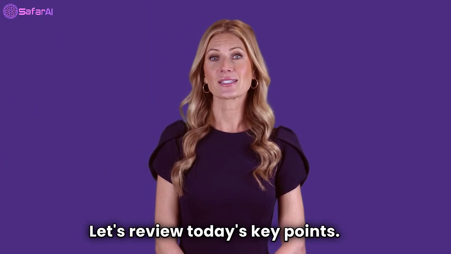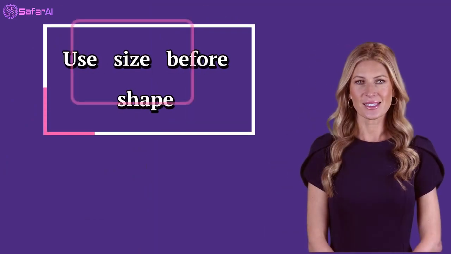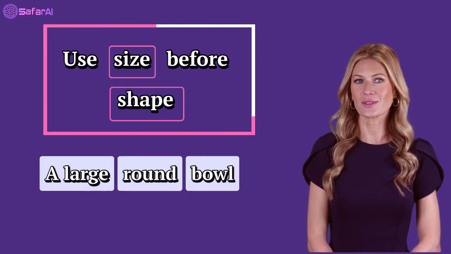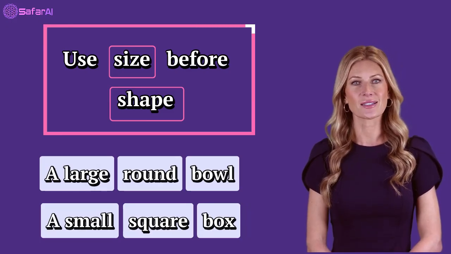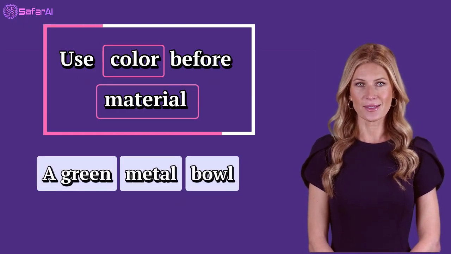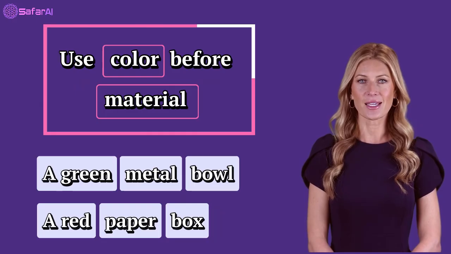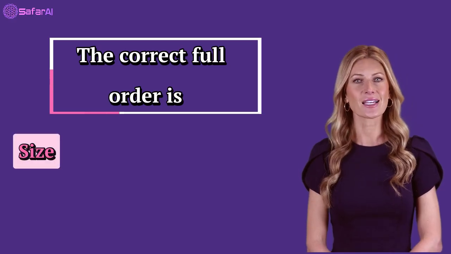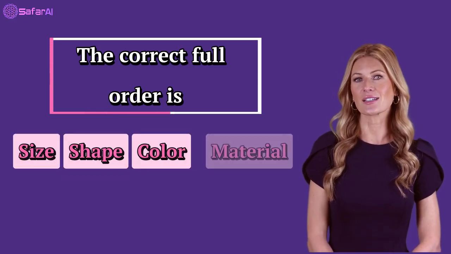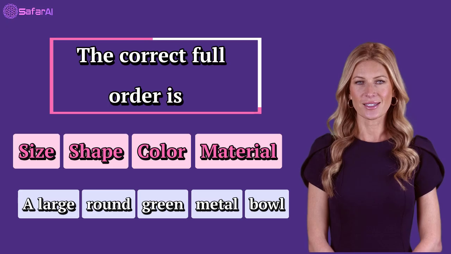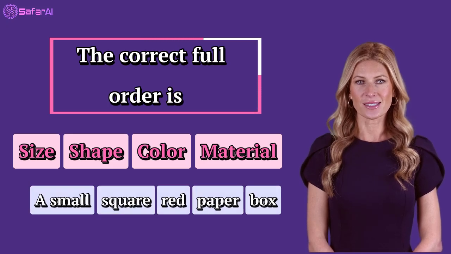Summary. Let's review today's key points. Use size before shape. A large round bowl, a small square box. Use color before material. A green metal bowl, a red paper box. The correct full order is size, shape, color, material. A large round green metal bowl, a small square red paper box.